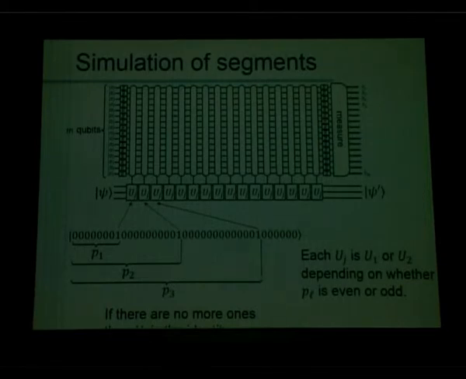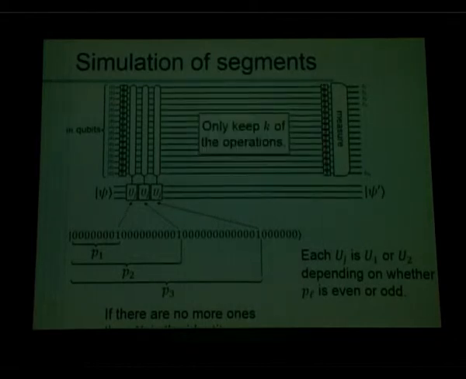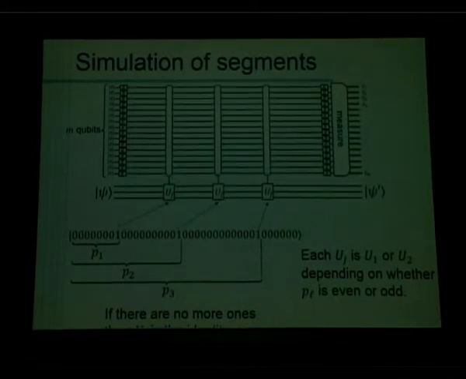But because you have a very high weight on things with only a small number of 1s, these controlled operations here are going to be mostly the identity, and so omitting them is going to only introduce a small amount of error. So we can just keep k of the operations, and then essentially we've compressed things because we only have, in this example, 3 of these controlled operations instead of a controlled operation for every single qubit here.